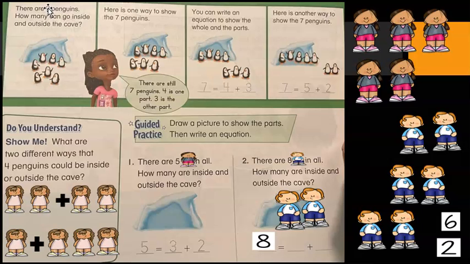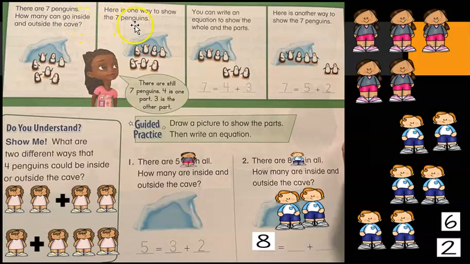7, because look, it's already right here. It says 7, and when we count it up, 1, 2, 3, 4, 5, 6, 7. There's 7 penguins here, okay? They want to know how many can go inside and outside the cave.